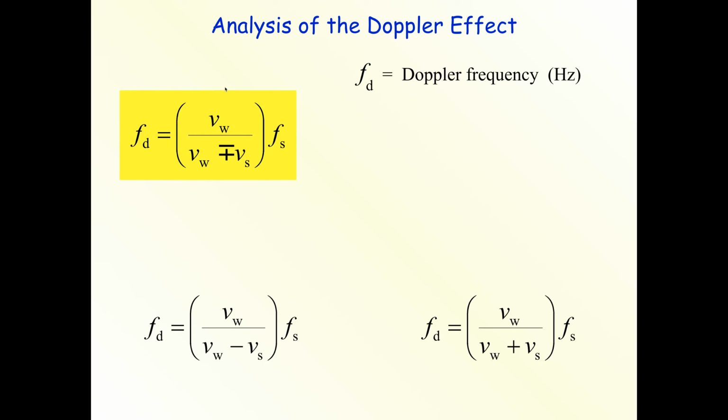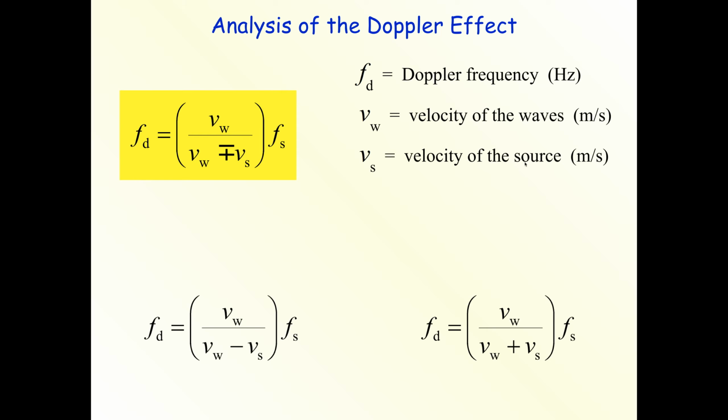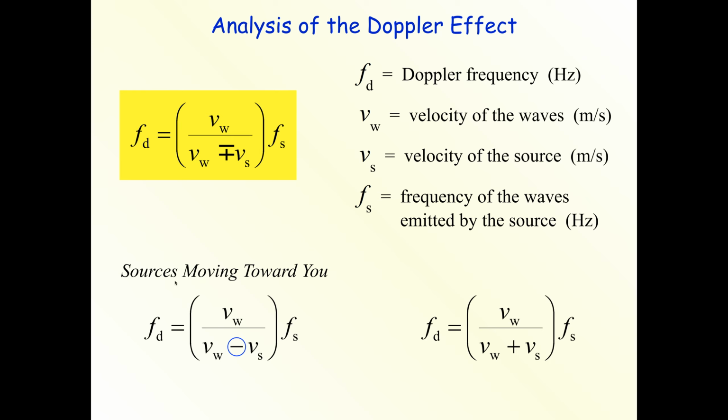Okay, our formula we can use. So our Doppler frequency in hertz is equal to the velocity of the waves in meters per second. So that's our velocity of our waves. Okay, the velocity of the source in meters per second, that's here, times the frequency of the waves emitted by the source. Sources that are moving towards you, we use the minus sign. And if the source is moving away from you, use the positive sign.